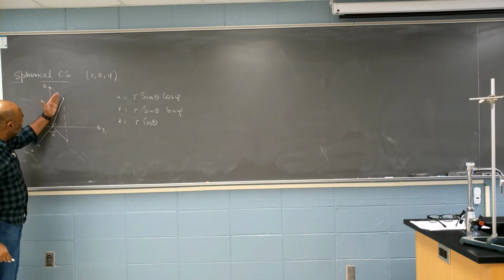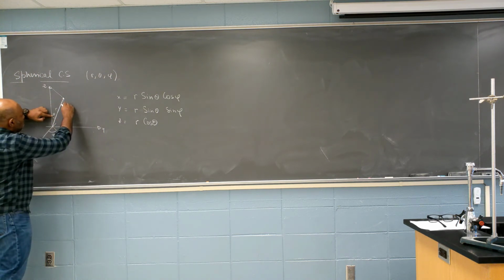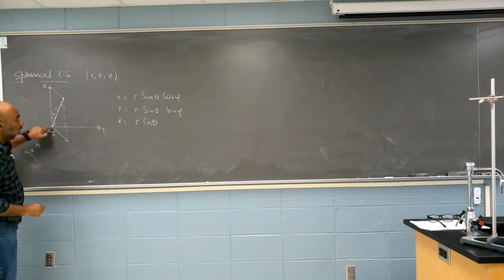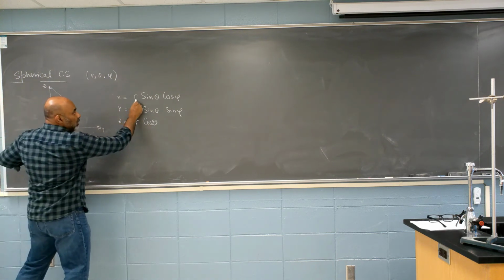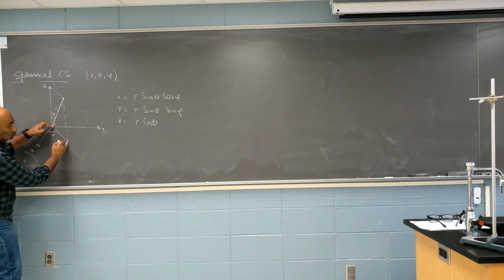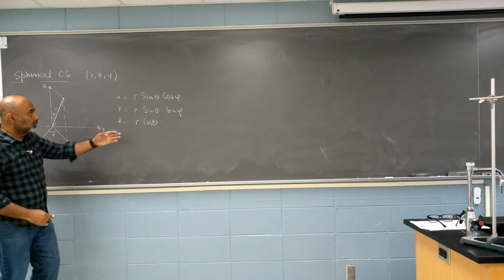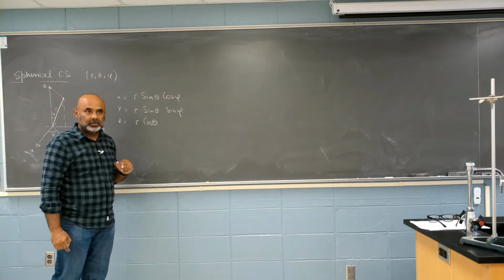First I'll bring it down to the xy plane. When I bring it down to the xy plane, if this is theta, so this becomes sine theta. So this is why you get the r sine theta. Then if you need the x, once you have the xy value, to get the x component, you just do cosine phi, y component, sine phi. So that's how this comes out.